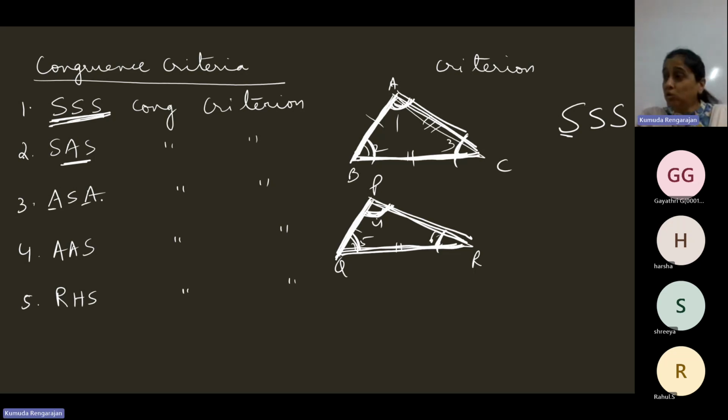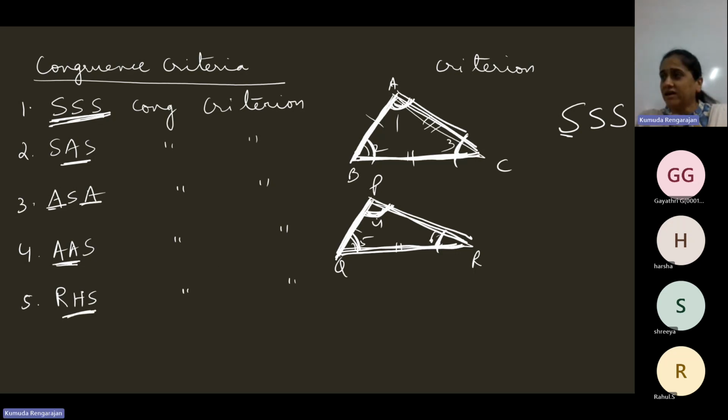This is when two angles and the included side of one triangle are equal to the corresponding two angles and the included side of the other triangle, then the two triangles are congruent by the ASA congruence criterion. This is when two angles and any side of one triangle are equal to the two angles and the corresponding side of the second triangle, then the two triangles are congruent by the AAS congruence criterion.